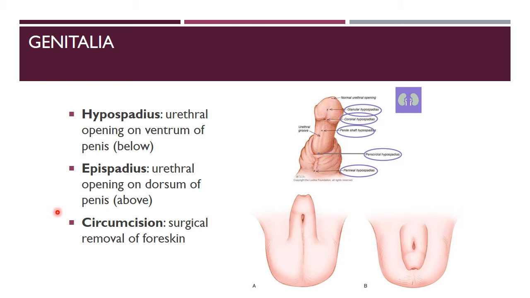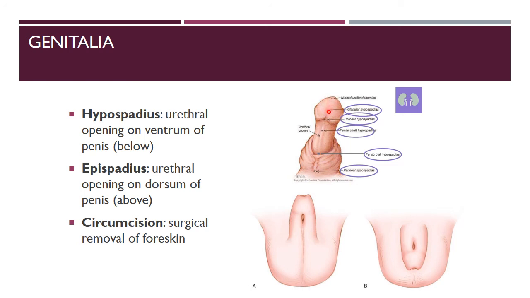Okay, as far as genitalia, there are some things that can occur that are fairly common, actually. I mean, not so common, but it's not so rare either. When it comes to male genitalia, I just want to make you aware of what it is right now. Hypospadias is the urethral opening on the ventrum of the penis, meaning below. So right here, on this picture A, you can see that's hypospadias. And then epispadias is urethral opening on the dorsum of the penis, which is right here on B, above.